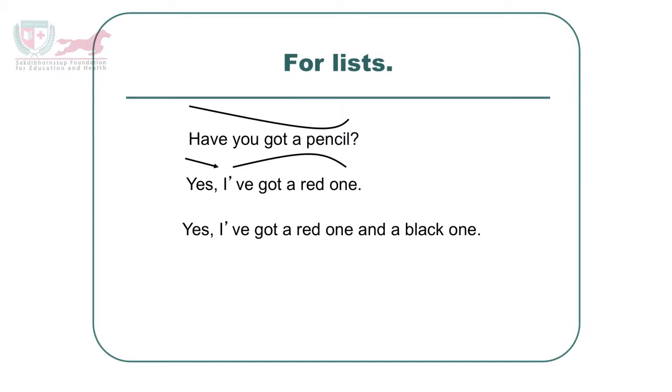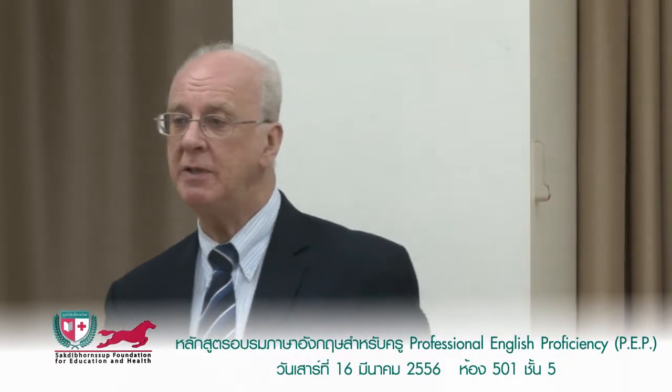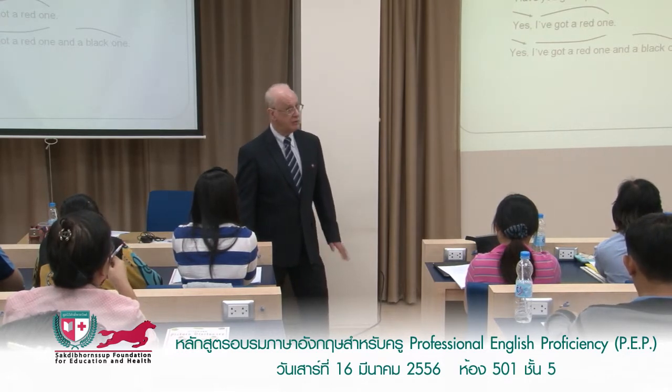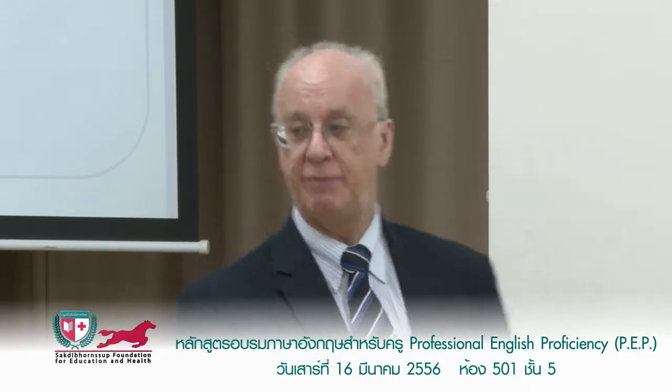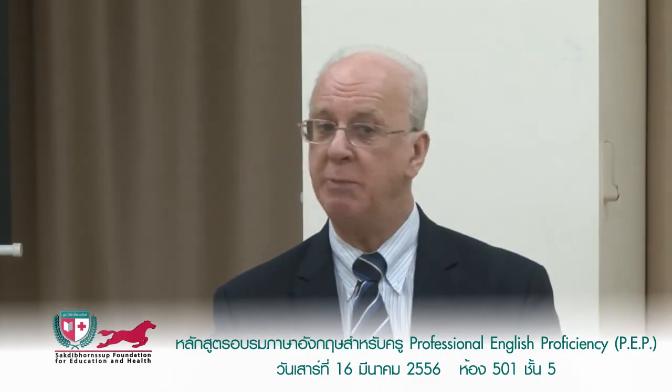Have you got a pencil? Yes, I've got a red one. Finished. Have you got a pencil? Yes, I've got a red one. Not finished. And a black one. Finished. Okay, so everybody together then. Have you got a pencil? Yes, I've got a red one. Finished. Have you got a pencil? Yes, I've got a red one. Unfinished. And a black one. Finished. So that falling intonation tells us, that's it, ไม่มีแล้ว finished.